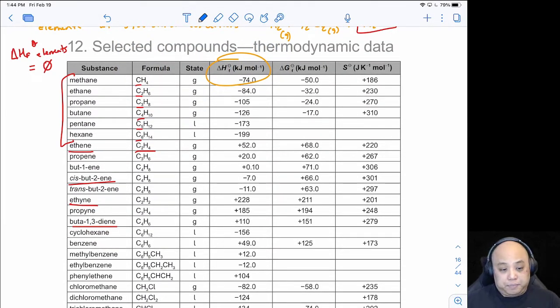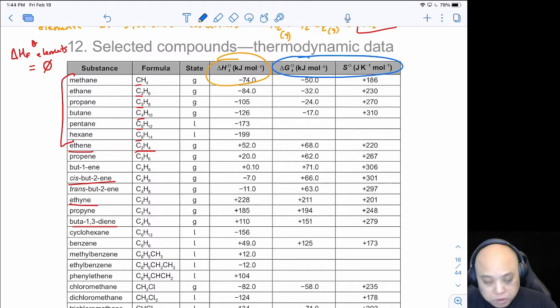Questions about that? Now for higher level, you have to also be familiar with delta G, Gibbs free energy, and S, entropy. Notice that you're given values for this as well, so that you might have to use it in the equation delta G is equal to delta H minus T delta S.